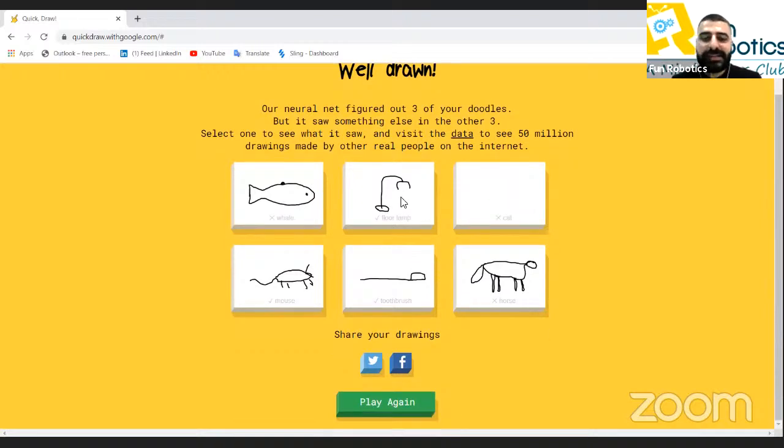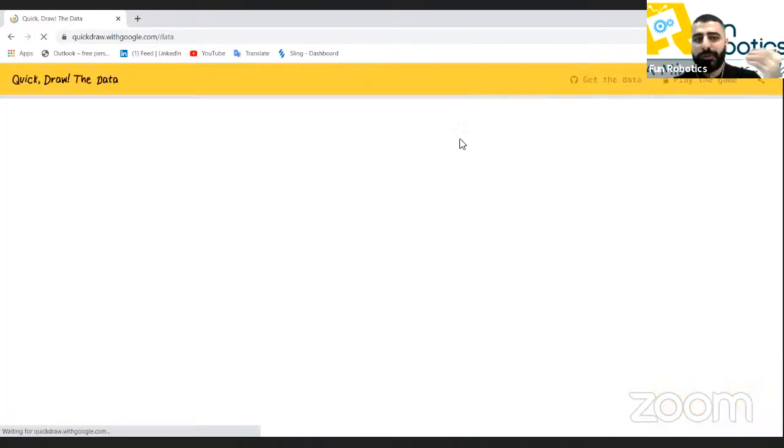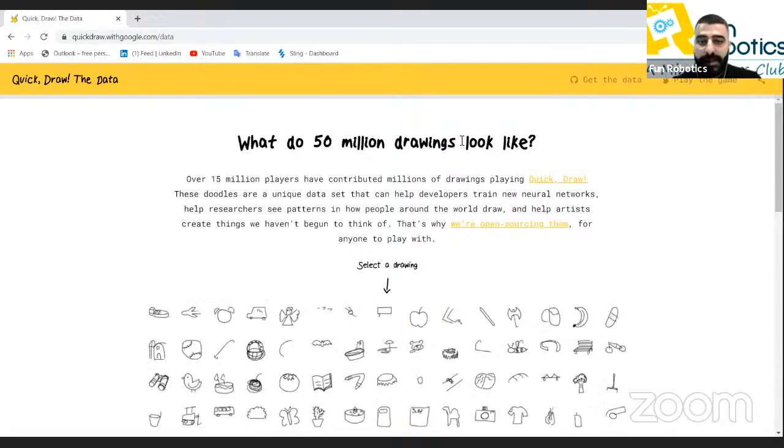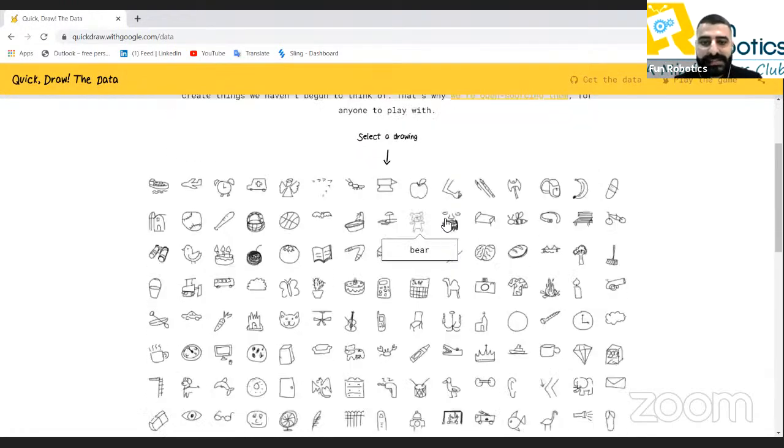And the idea is that I want to show you how it can guess. So right here, it says that our AI has basically saw what you draw and visited the data to see 50 million different drawings made by real people on the internet. So why don't I show you this data that QuickDraw is talking about? So let's take a look here.